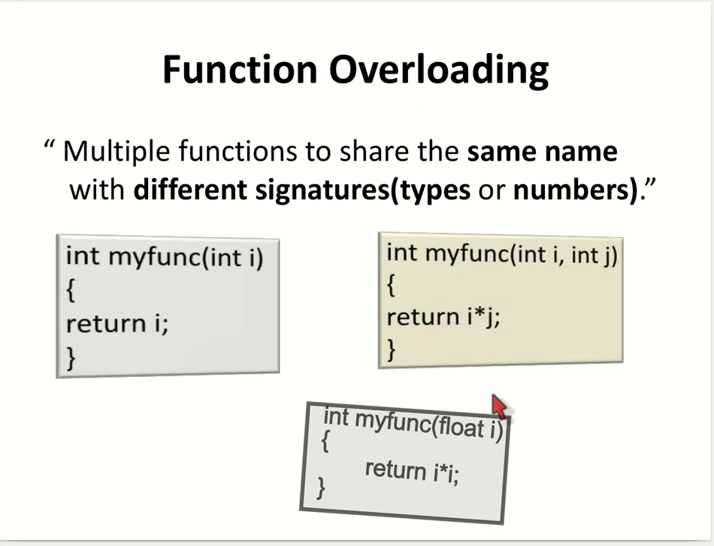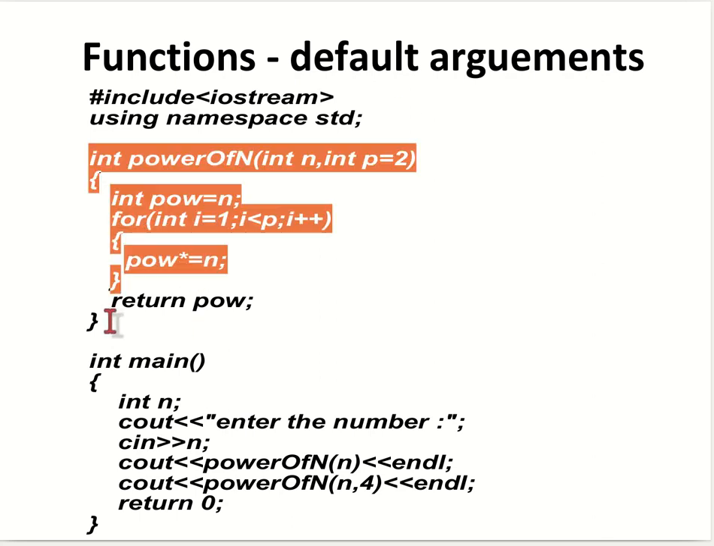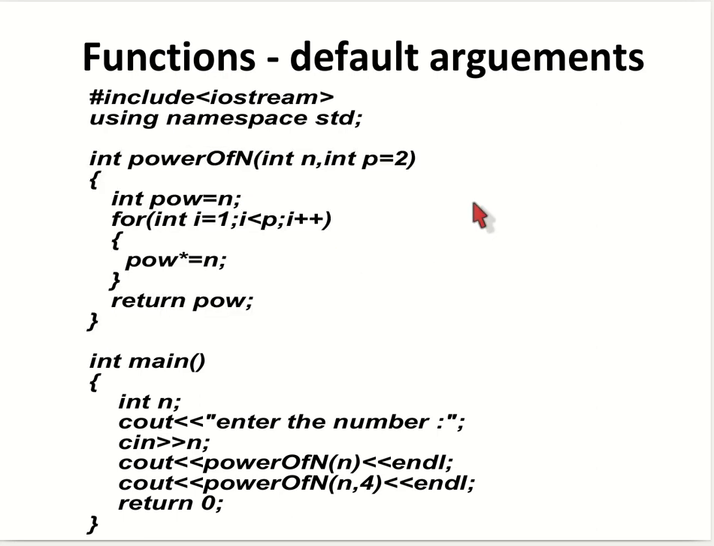Another way of doing function overloading is with default arguments. So there is only one single function here, which computes the power of n, n raised to something. Here we can see we have mentioned int n comma int p is equal to 2.